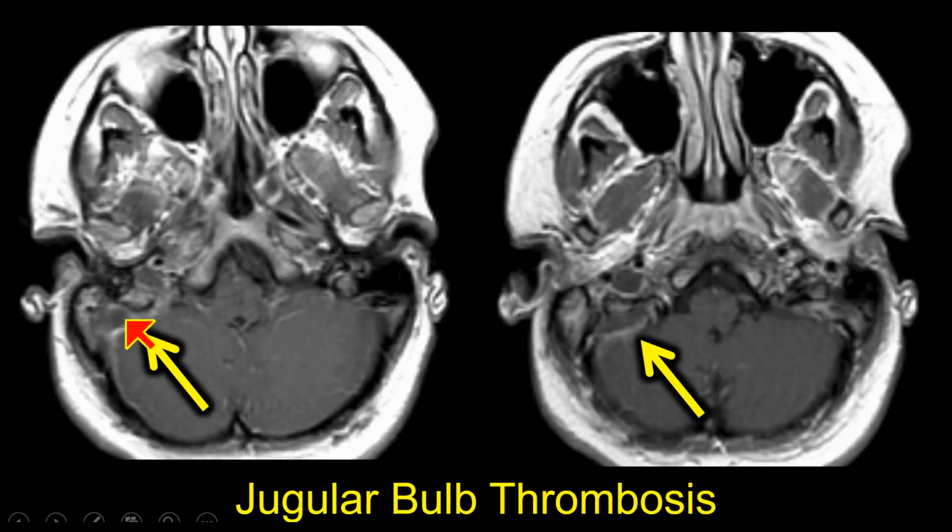that level. So here we see clot going from the transverse around the sigmoid to the jugular bulb and extending down into the suprahyoid neck and the carotid sheath or space. So that's a good appearance for jugular bulb thrombosis.